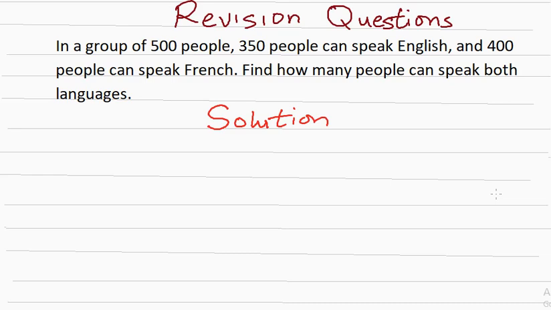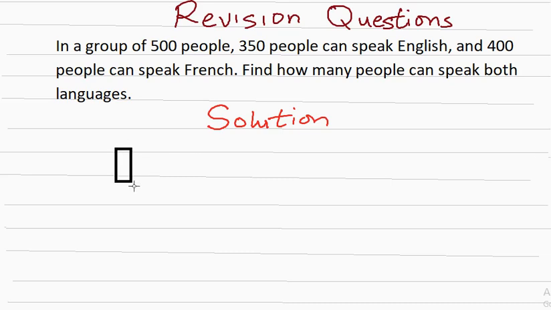It goes this way: in a group of 500 people, 350 people can speak English, and 400 people can speak French. Find how many people can speak both languages. To solve this kind of set problem, the easiest way is to draw a Venn diagram so that you'll be able to get the intersection and other operations of this particular set.